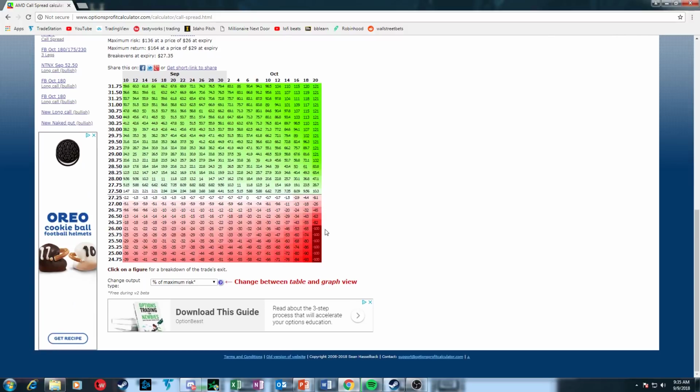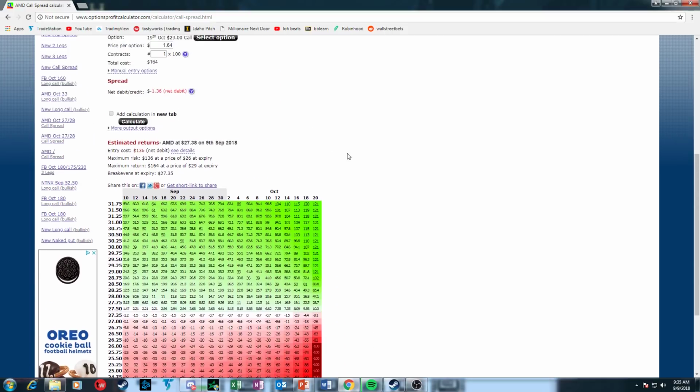So you can see our max loss and our max gains have moved further apart because our strikes are now further apart, and our max loss is now $136. So we are entering the trade with a little bit more cash, which makes the risk a little bit higher, which increases the max profit you can take, which is up here at $164. So that's a good way to do it.